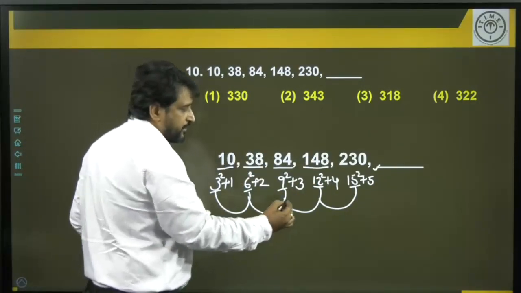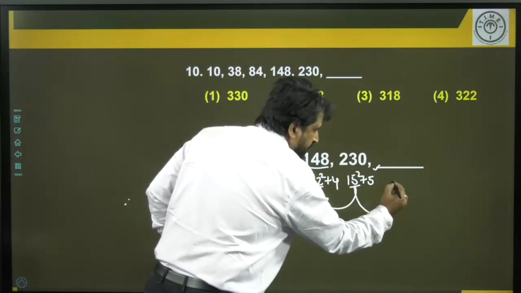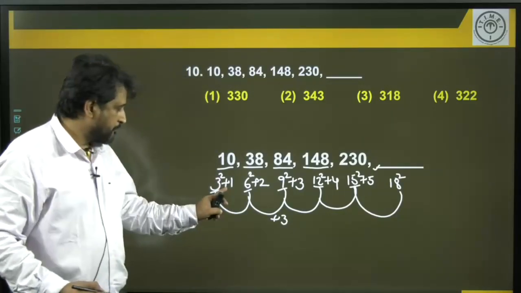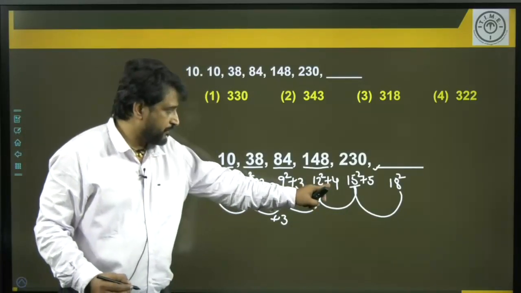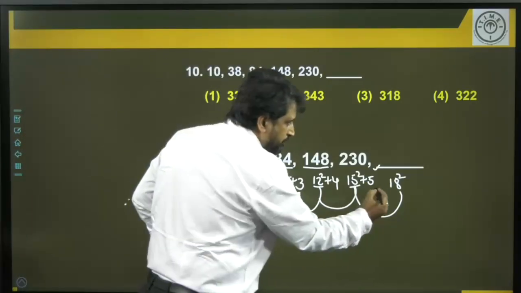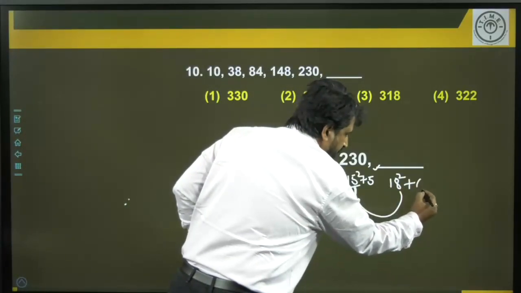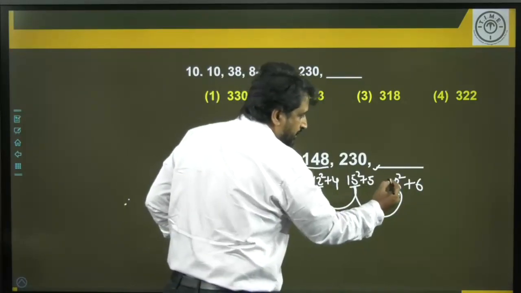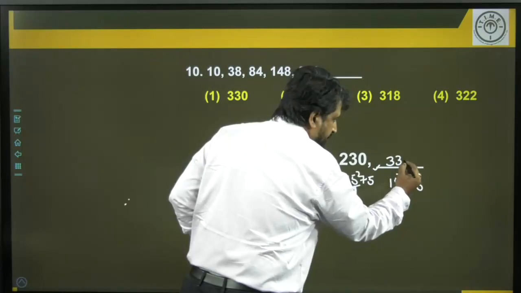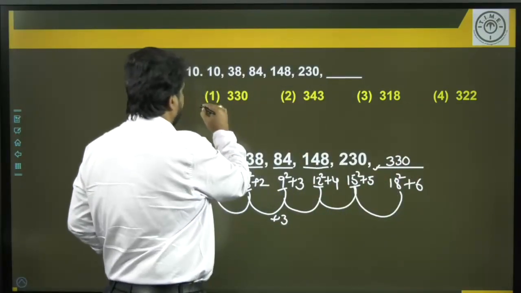So after 15, plus 3, 18. So 18 square. And the numbers being added every time are plus 1, plus 2, plus 3, plus 4, plus 5, consecutive natural numbers. After 5, the natural number is 6. So 18 square plus 6. 18 square is 324, plus 6, 330. So it is in choice 1.